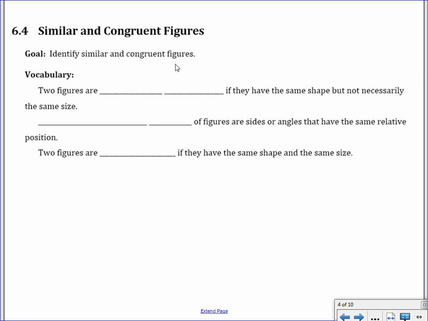6.4, similar and congruent figures. Our goal is to identify similar and congruent figures. Two figures are similar figures if they have the same shape, but not necessarily the same size.